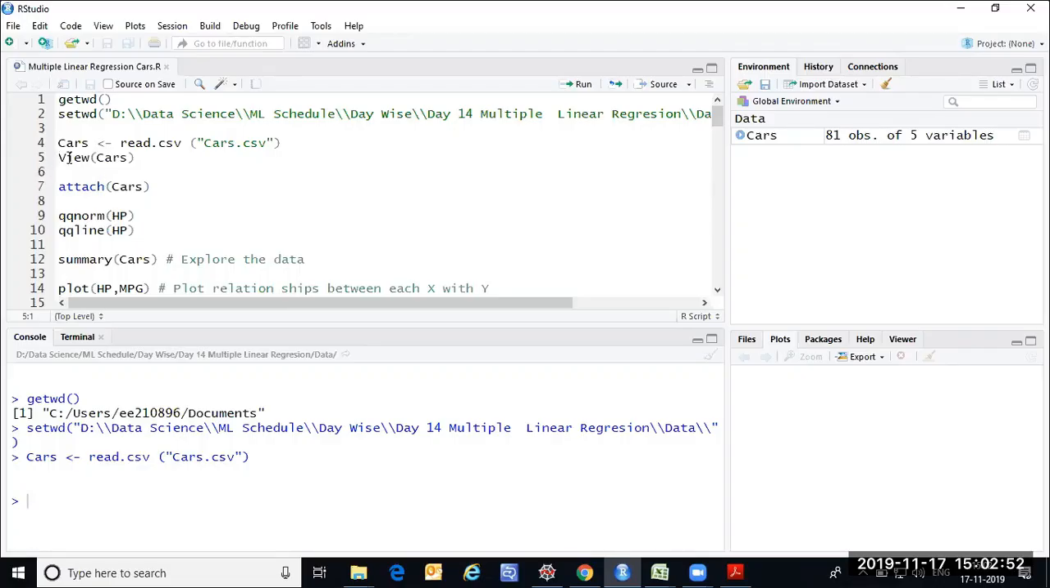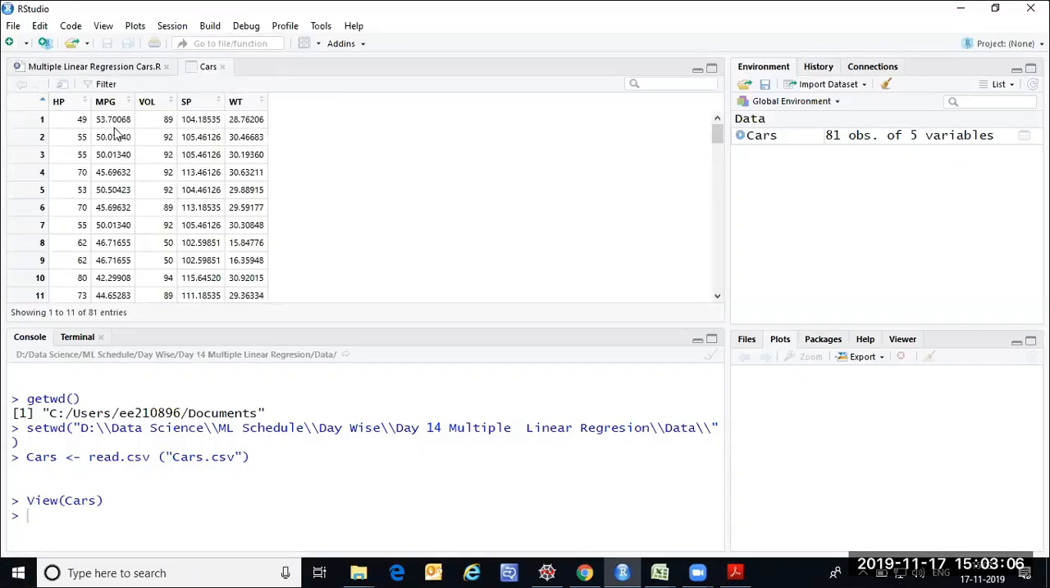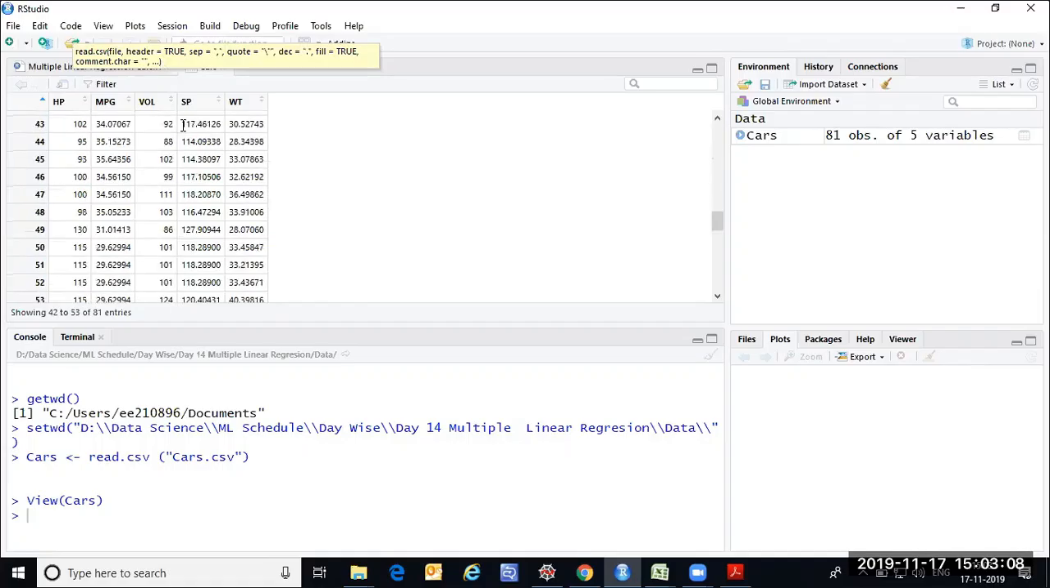If anyone asks you what is the feature set you have used to solve a problem, typically what are the variables that you have used? That's it. Okay. So we're just viewing the cars data. It's the same data that we have seen in the spreadsheet.